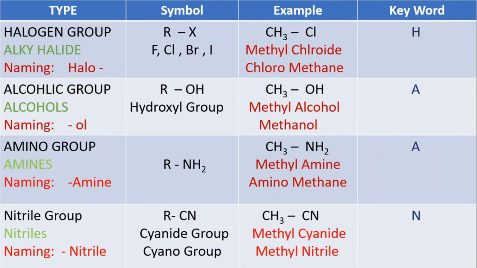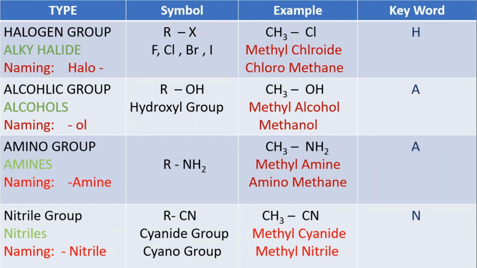But to name them according to IUPAC, we remove the letter E from methane and we add OL at the end to indicate the presence of a hydroxyl group in an alkane, methanol. Now it is an alcohol. The keyword to remember methanol or rather alcoholic group is again A.